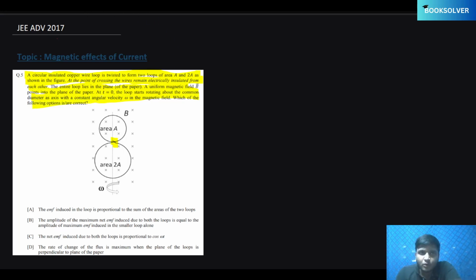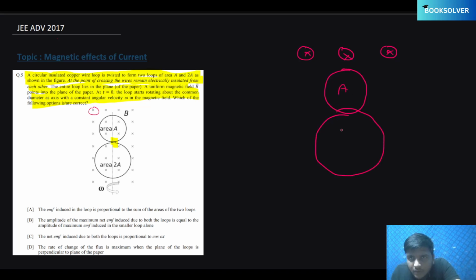Let's first redraw this diagram. As given, there is a magnetic field denoted with the symbol x, which means it is directed inside the page. So the magnetic field we will denote like this. And what is our loop here? It is nothing but two loops with area A and 2A. One thing which is very noticeable here is what happens when it generates an EMF.